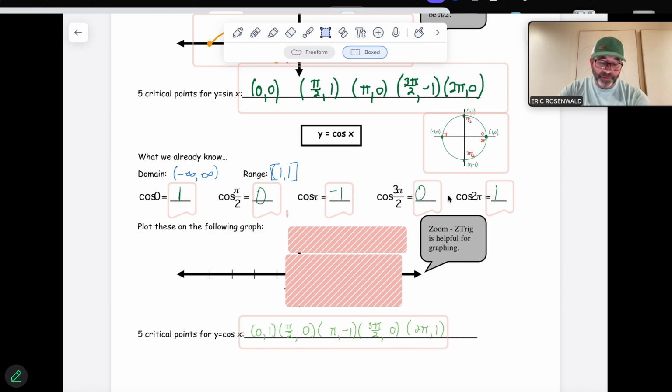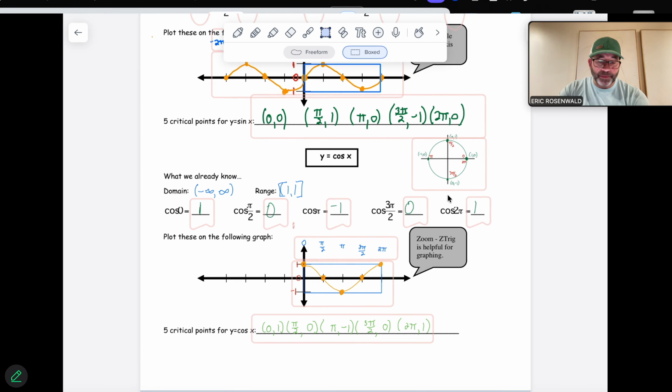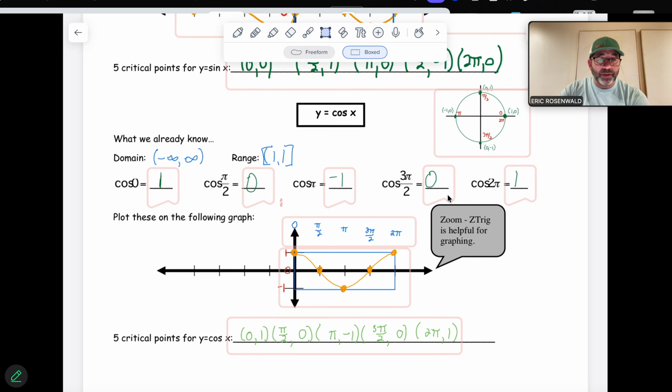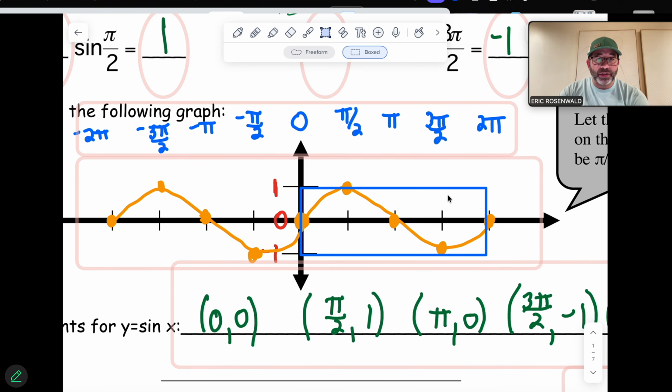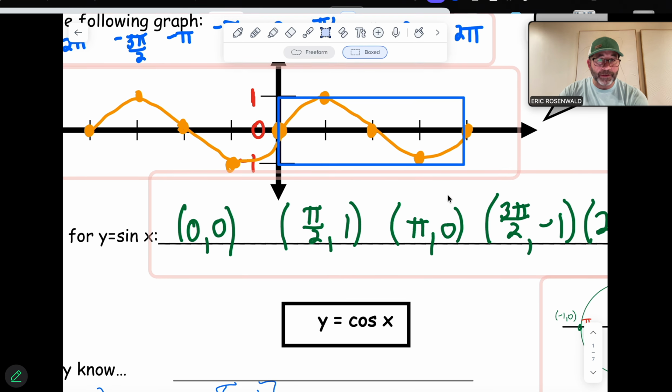Let's make this graph, and this is what our graph looks like. Now you can see they're very similar, but the difference here is that cosine starts at 1 versus sine, which starts at 0, but they're very similar here. Okay.